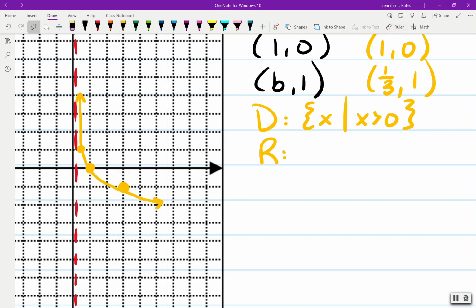Somebody else tell me the range. So if we take our pen, we change it the other way. Horizontally, we go up and down. What's our range? Good, all real numbers.